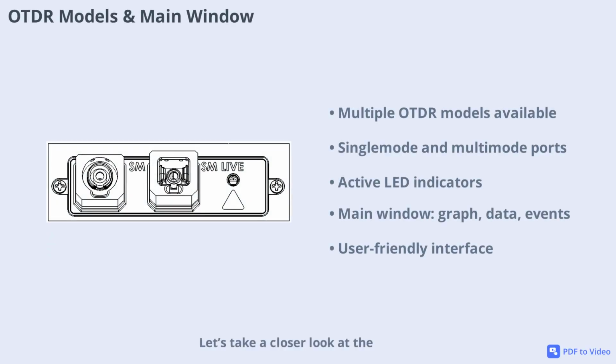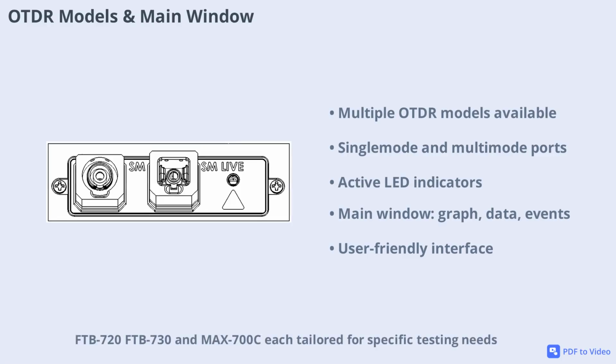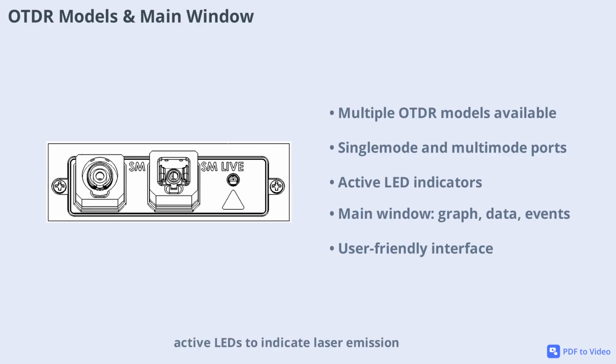Let's take a closer look at the different OTDR models and their main interfaces. EXFO offers several OTDR series, including the MAX 700B, FTB 7000, FTB 720, FTB 730, and MAX 700C, each tailored for specific testing needs. These units feature ports for single-mode and multi-mode fibers, active LEDs to indicate laser emission, and optional visual fault locator (VFL) ports.